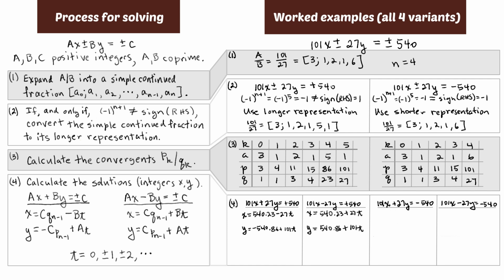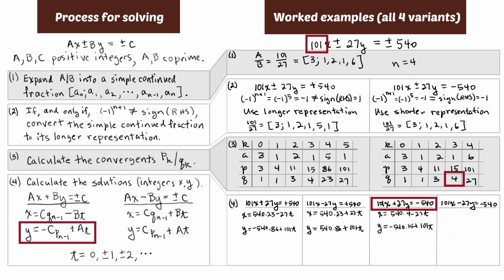For the next 2 cases, the process is the same. This one has the form ax plus by, so we'll use these expressions for x and y, and we'll use these convergents. For x, we need c, it's 540, q sub n minus 1, it's 4, and b, which is 27. So we can write x equals 540 times 4 minus 27t. For y, we need c again, that's 540, and we need p sub n minus 1, that's 15, and a, which is 101. So y equals negative 540 times 15 plus 101t.